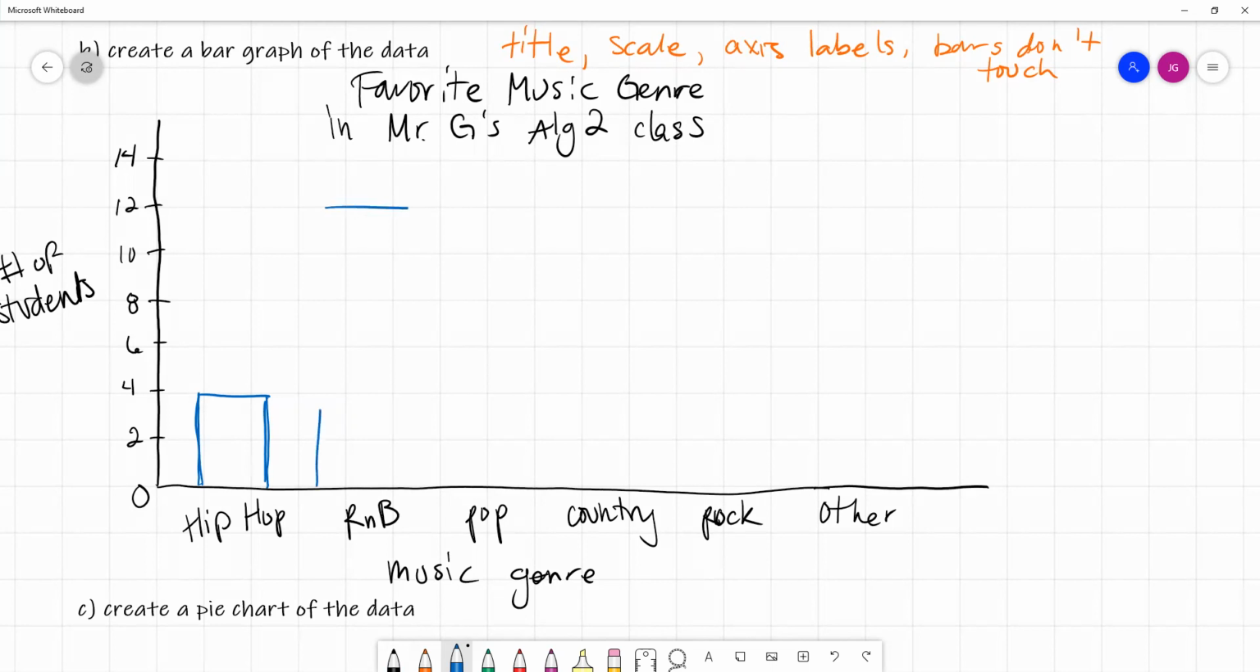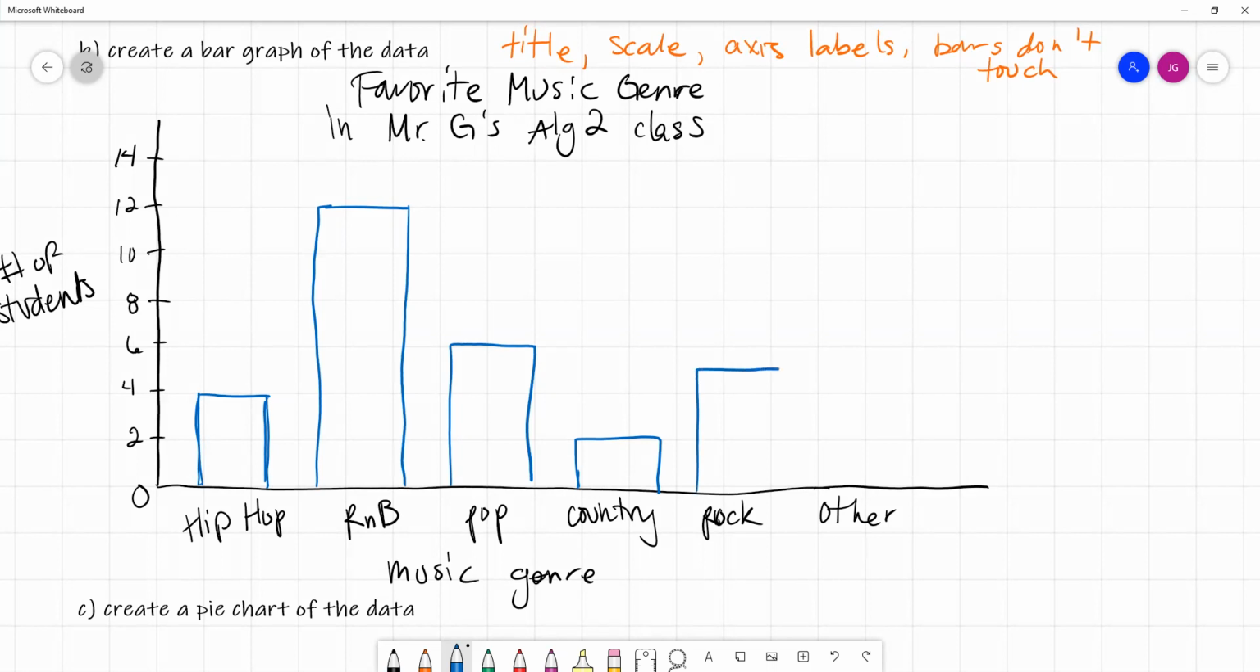Okay. Oops. Okay. As you can tell, I'm really bad at drawing straight lines, but that's okay. So pop goes up 6. Country is 2. Rock is up to 5, so right about here. And then same with other.